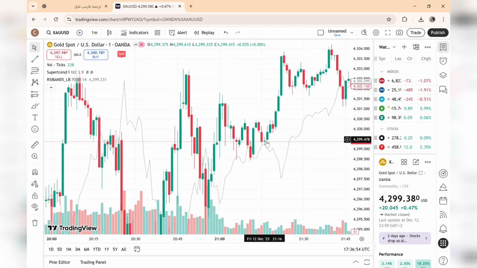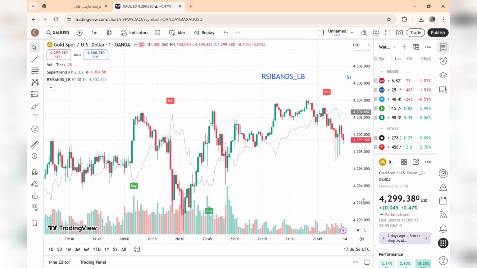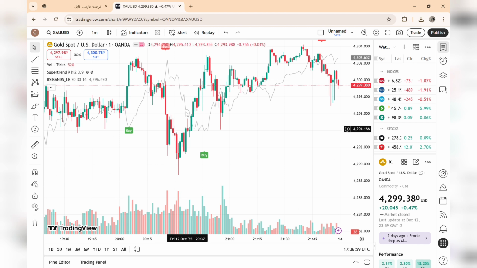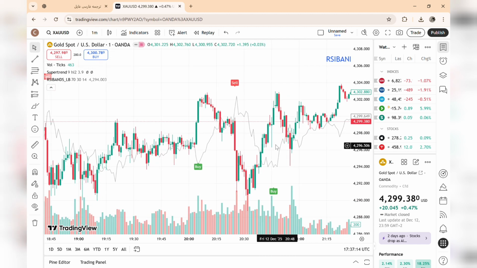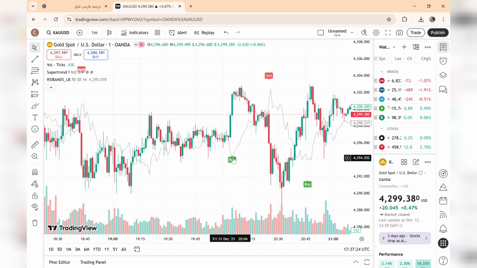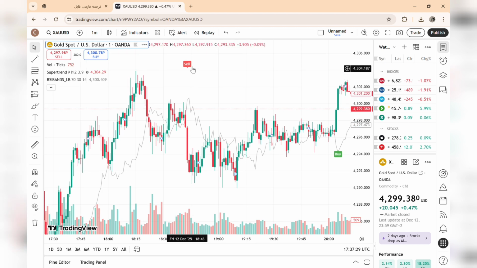And you can take backtest, as you can see here. For example, here broken by green candles RSI, and you can see the buy signal, and after that you can see the result. And for example, here you can see the sell signal, and after that the result. It has a good win rate.